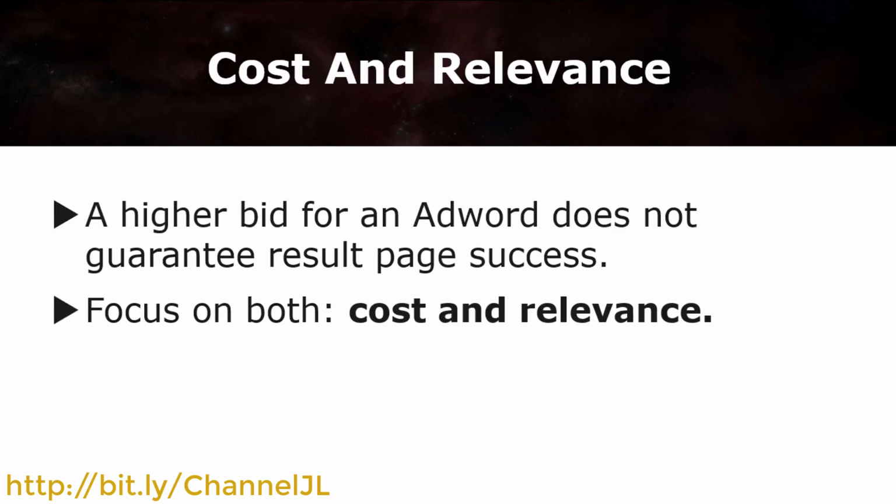You should take into account that a higher bid for an AdWord does not necessarily buy you results page display success. As a matter of fact, even if your rival's bid is higher, it's possible that you appear above their ad. The reason is your quality score is better. Higher quality score, lower CPC. So focus on both cost and relevance.